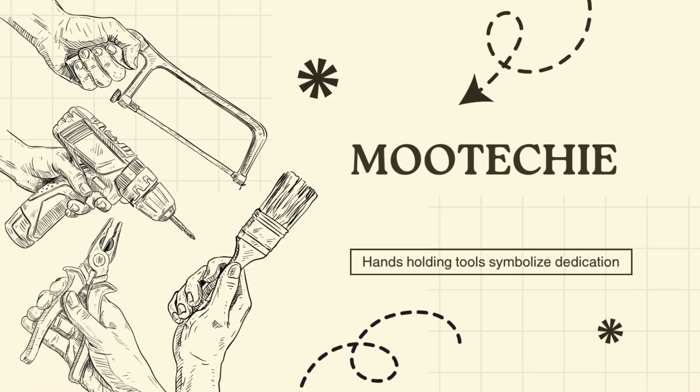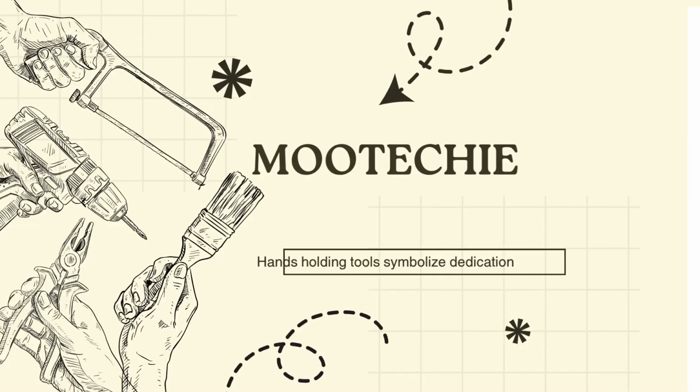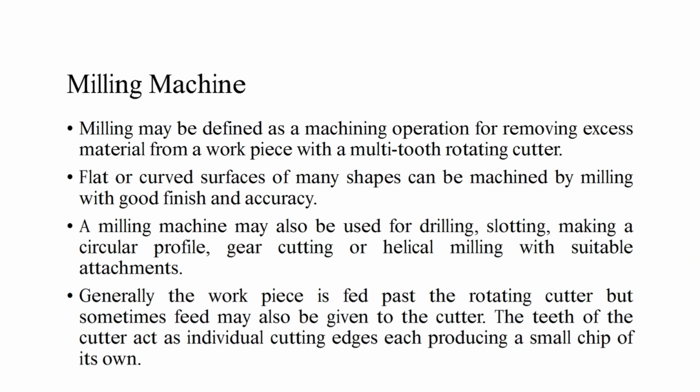Today we're diving deep into the fascinating processes of milling and grinding. Now, let's begin our journey with the milling machine. Milling may be defined as a machining operation for removing excess material from a workpiece with a multi-tooth rotating cutter. Flat or curved surfaces of many shapes can be machined by milling with good finish and accuracy.